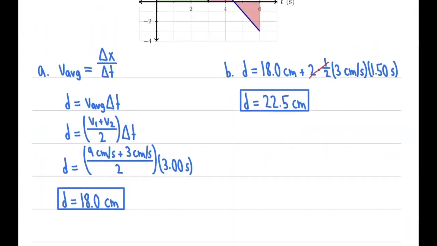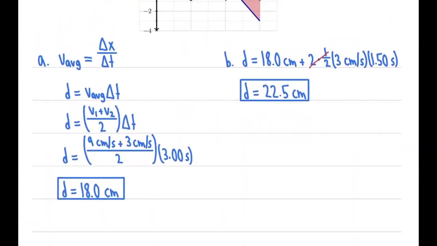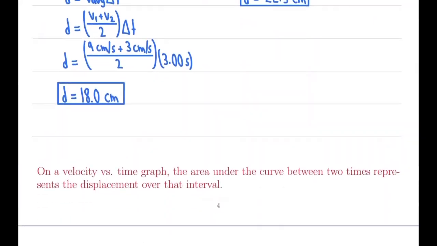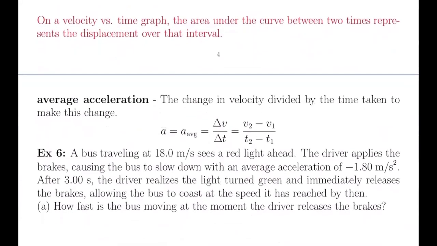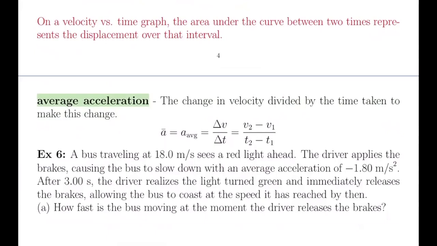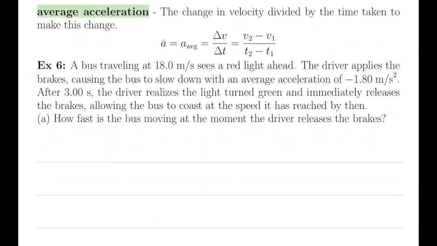So now that we talked about velocity and all that stuff, we can now talk about acceleration. So average acceleration, this is the change in velocity divided by the time taken to make this change. So it's delta v divided by delta t. And since velocity is a vector, velocity cares about direction, so does acceleration. So acceleration could be positive, negative, it could be 0. All right, so let's take a look at this problem here.